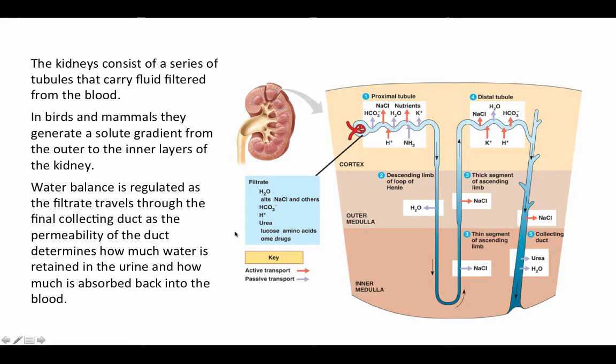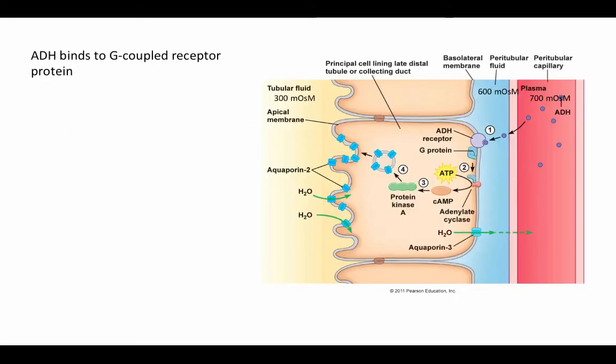And the permeability of the walls of the duct is going to determine how much water is retained in the urine and how much is absorbed back into the blood. So this is going to be surrounded by blood vessels, and so water that moves out is going to move into the surrounding blood vessels. So now let's take a look at how that works down at the cellular level.